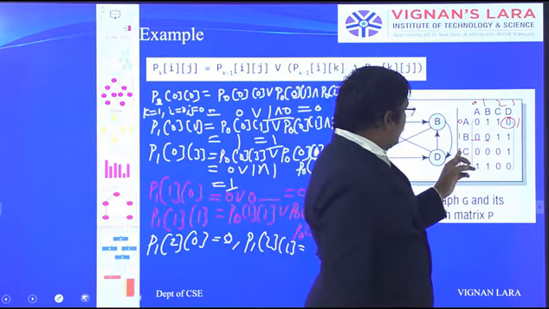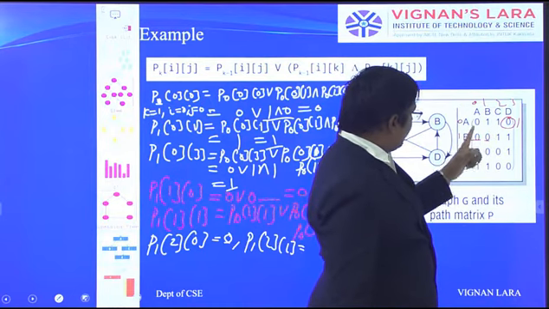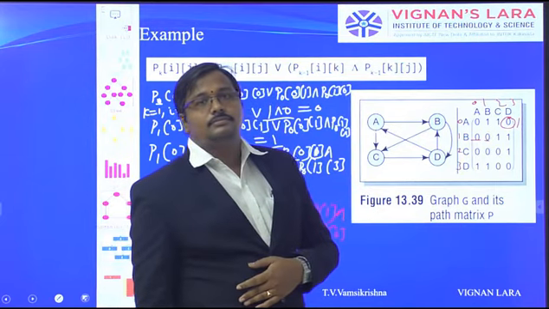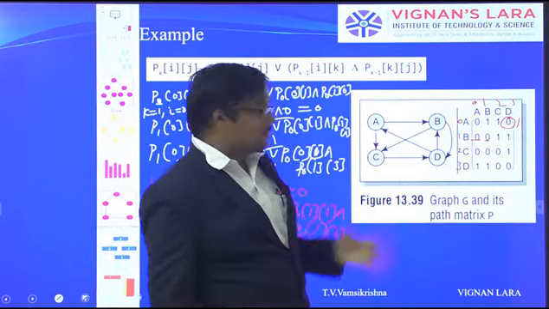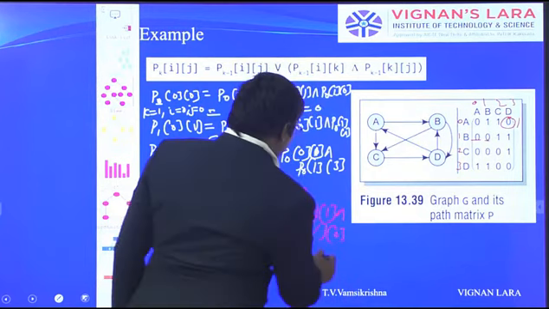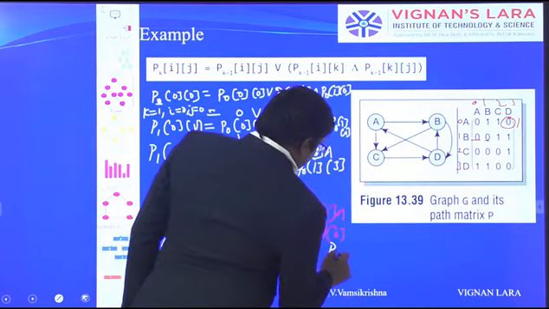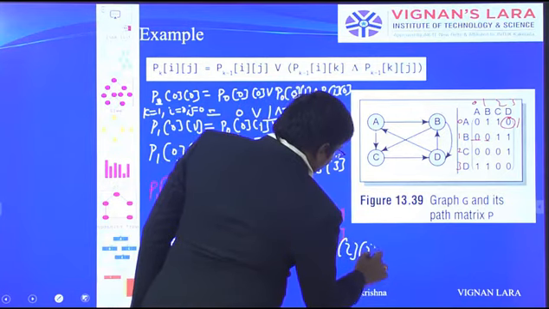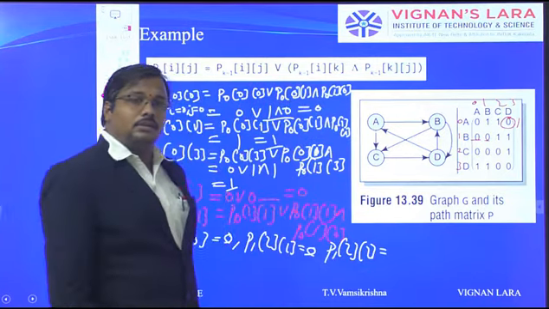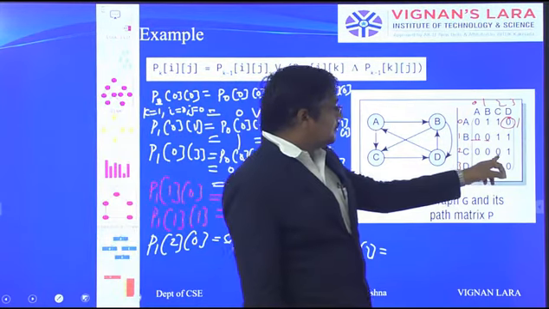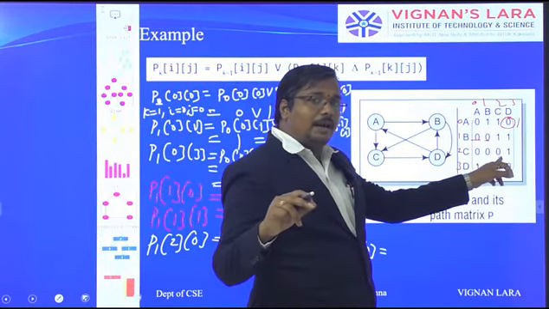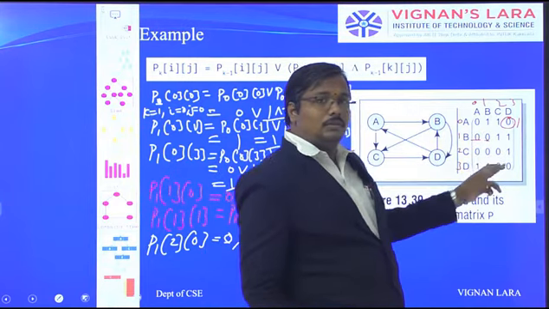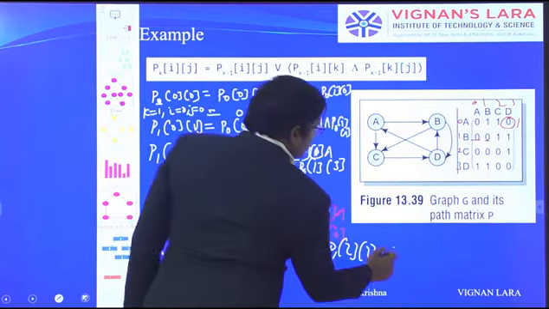Okay. So 2, 1, 1, 1. So 2, 1, again its value is 0. 1, 1 value is also 0. So no need to compute, this is also 0. Next, P1 of 2, 2. 2, 2 is already 0. Okay, is there an alternate path via 1? So 2, 1 value is also 0. So no need to compute, this is also 0.